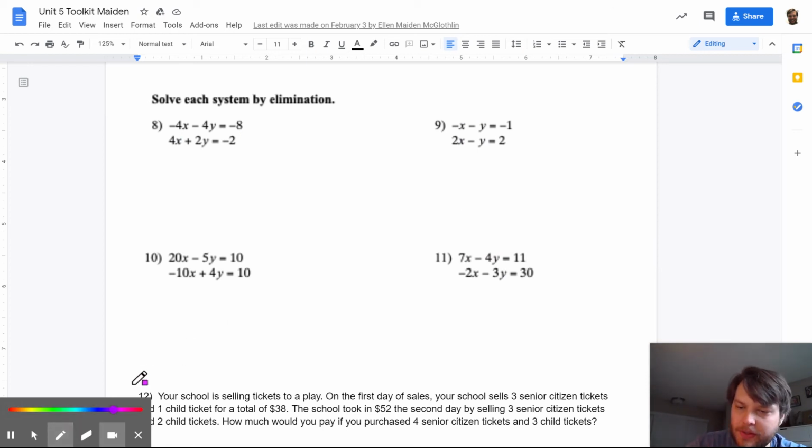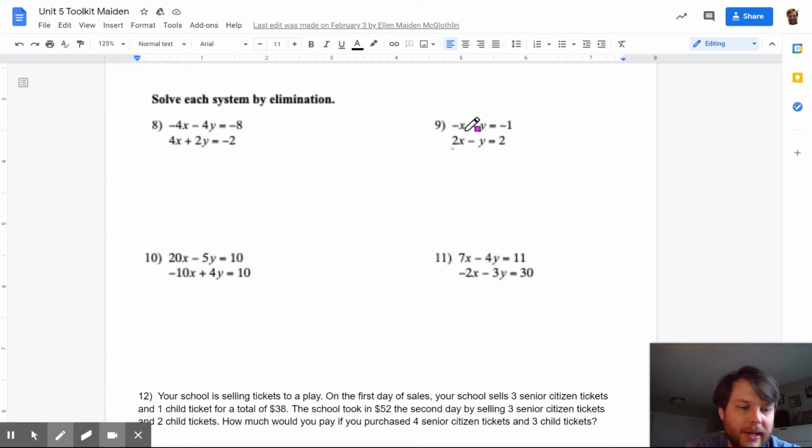I want you to notice a very similar situation on problem 9. We have our x's lined up, we have our y's lined up, but in this case, I don't want to add the two equations. Adding the equations would not eliminate them. Subtracting will, because if you have the same number of y's, subtracting will equal 0. So I'm going to go top minus bottom.